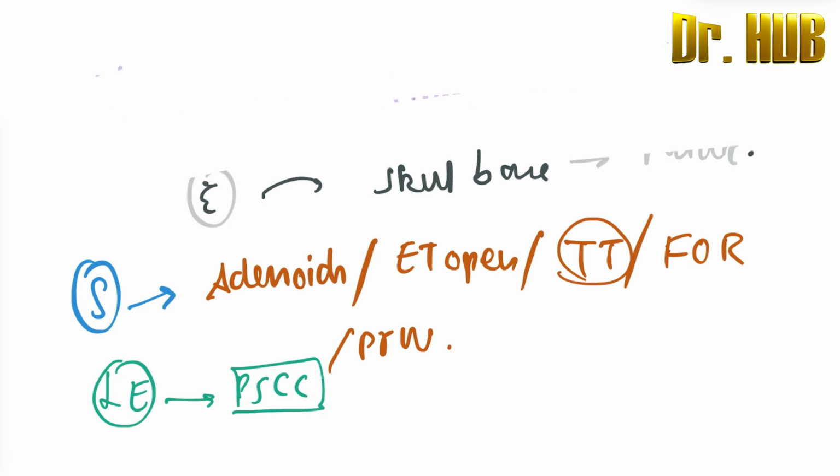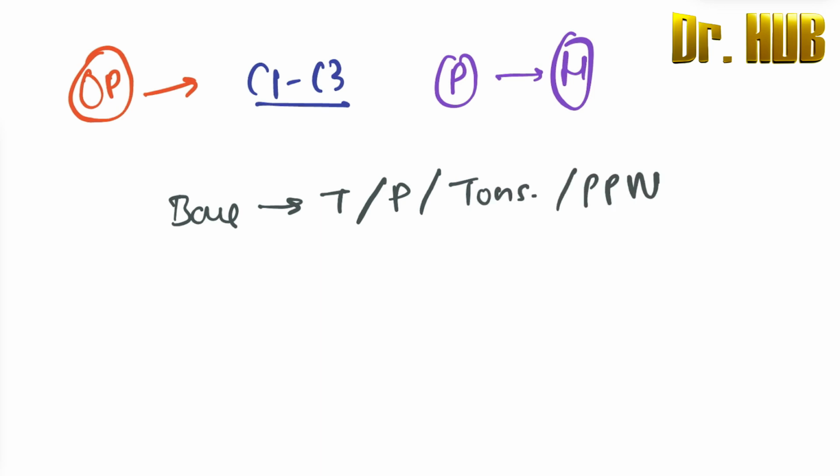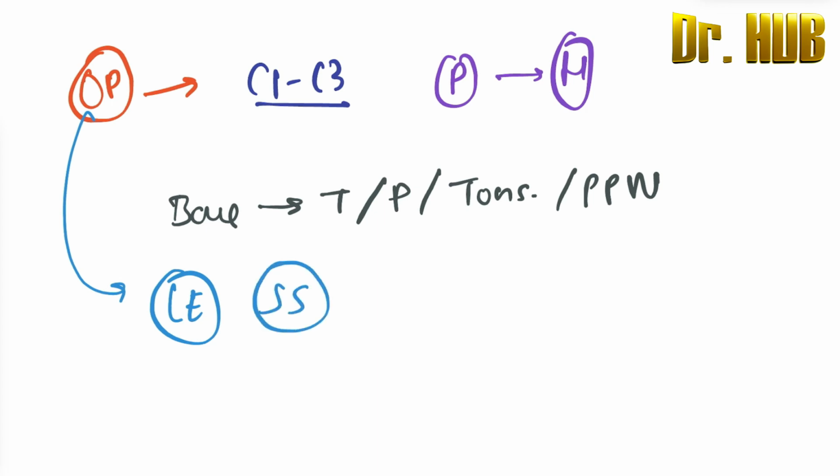Now next we'll be moving on to the oropharynx. So here in the oropharynx, the cervical vertebrae include C1 to C3. And what will be the extent? The extent will be from the palate to the hyoid, so it is PH. This is the oropharynx. And the structures include the base of the tongue. Next are the pillars as well as the tonsils and the posterior pharyngeal wall. So how is the lining epithelium in terms of the oropharynx? The lining epithelium will be the stratified squamous epithelium.